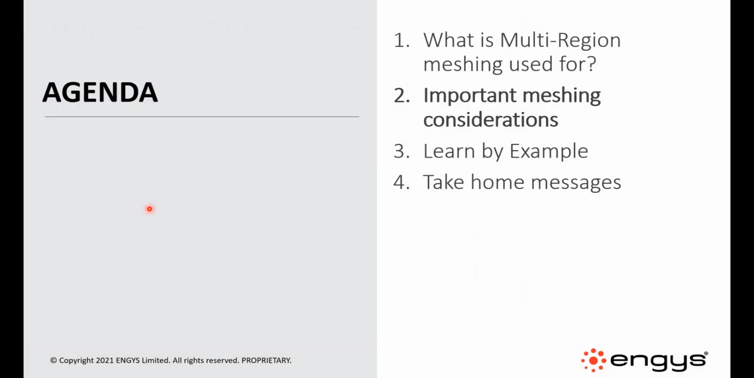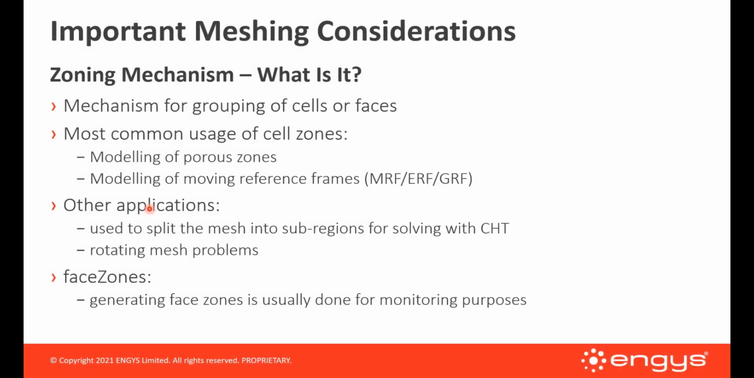So before going to the live demonstration, let me talk quickly about a few important meshing considerations when generating multi-region meshes in HELYX. In HELYX, we make use of a so-called zoning mechanism. And a zoning mechanism is basically a mechanism for grouping of cells or faces, generating cell zones and face zones. The most common usage of cell zones are modeling of porous media to model radiators and condensers, for instance, and modeling of reference frames as well to solve moving parts through introducing rotational source terms in the momentum equation for modeling fans through an MRF, multiple reference frame approach.